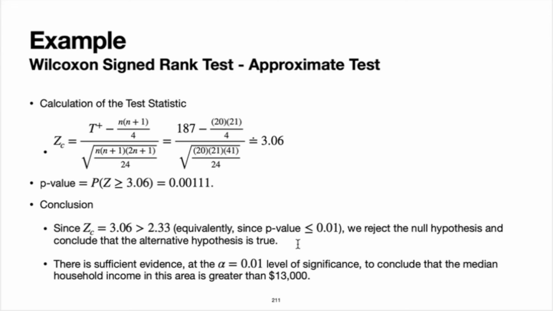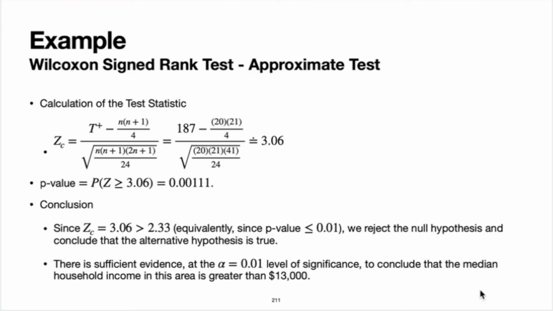And so we can say that there is sufficient evidence at the 0.01 level of significance to conclude that the median household income in this area is greater than $13,000. Okay, so this is how you do the Wilcoxon signed rank test.